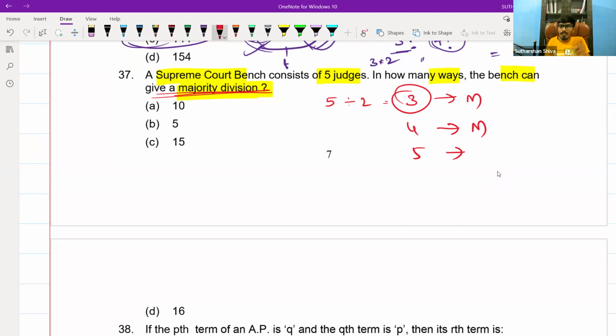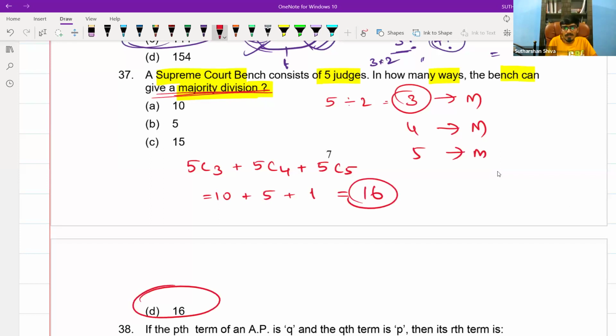That's also a majority. So out of 5 judges, 3 judges can also give the majority. This question is based on combinations. So 5C3, plus out of 5 judges, 4 judges can also give, plus out of 5 judges, 5 judges can also give. 5C3 is 10, 5C4 is 5, and 5C5 is 1. So 10 plus 5 plus 1 is a total of 16. Option D is my answer.